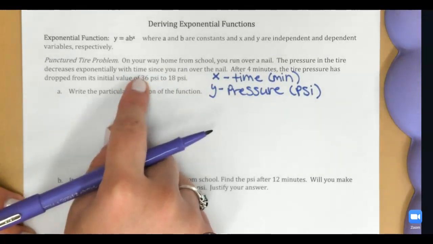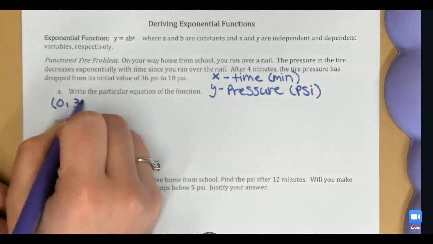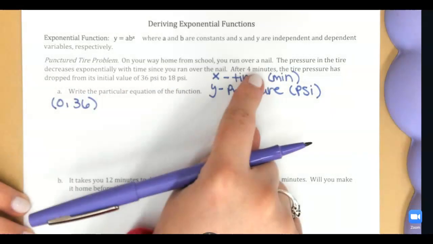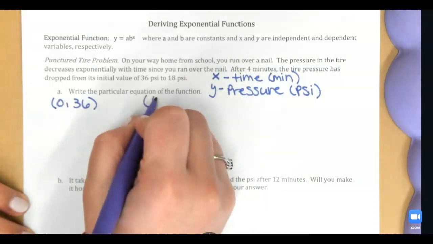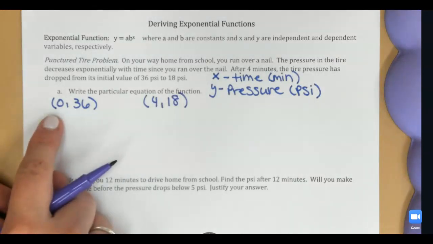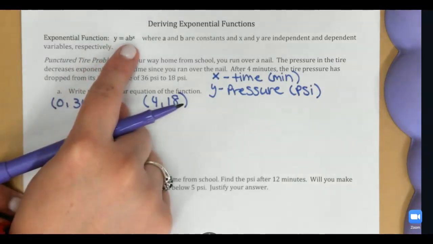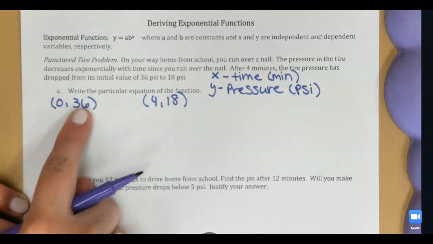So an initial value of 36 to 18. Well, that means that at time 0, before I ran over the nail, my tire pressure was 36. Then 4 minutes later, my pressure is 18. So those are my two ordered pairs, x, y's. So what I'm going to do is plug in the x and y into my exponential function and solve for a and b. So we're going to use 0, 36 first.